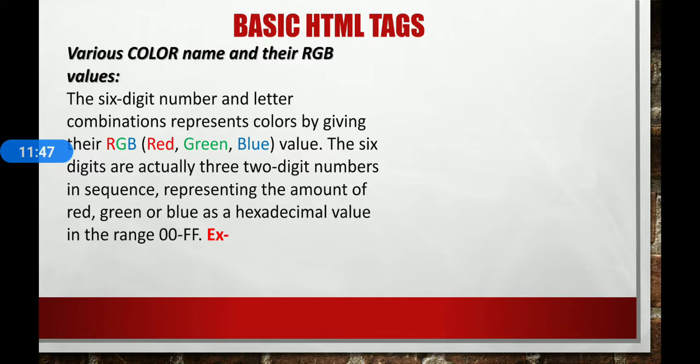For example, here 000000 is black because it's no color at all. FF0000 is bright red, and 0000FF is bright blue, and FFFFFF is white, fully saturated with all three colors. You yourself can try out various combinations of these.